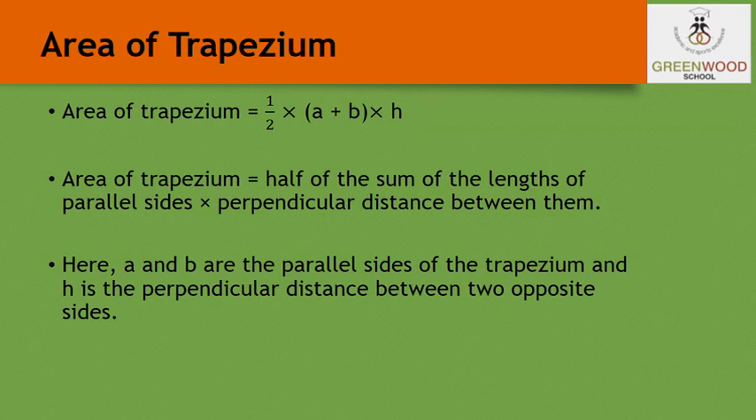Now let us learn about area of trapezium. Area of trapezium is equal to half into (A plus B) into H, where A and B are the parallel sides and H is the perpendicular distance between two opposite sides.